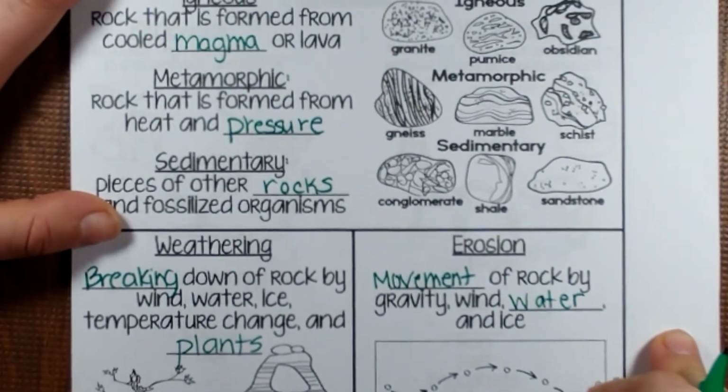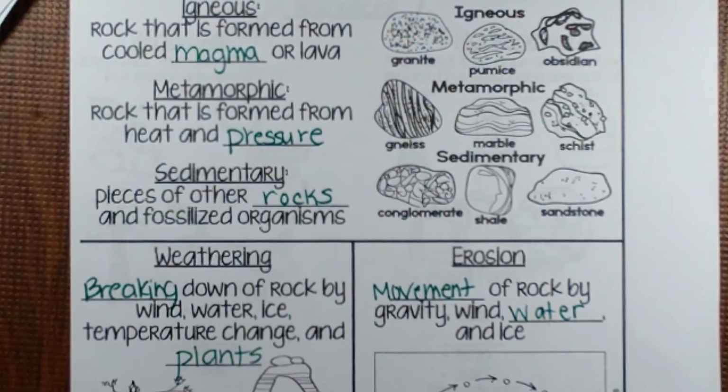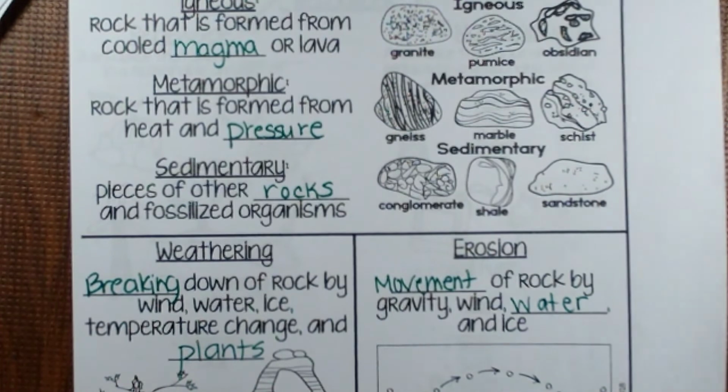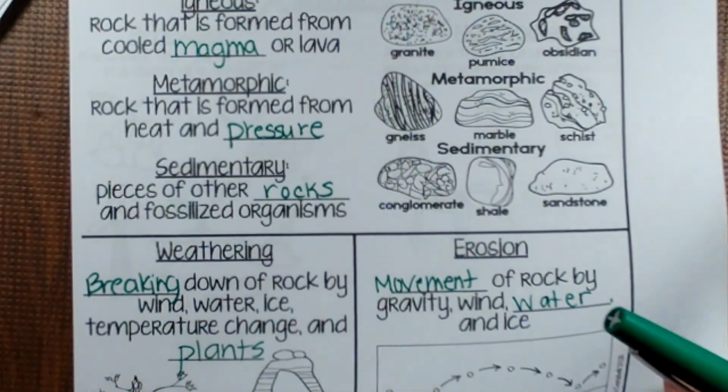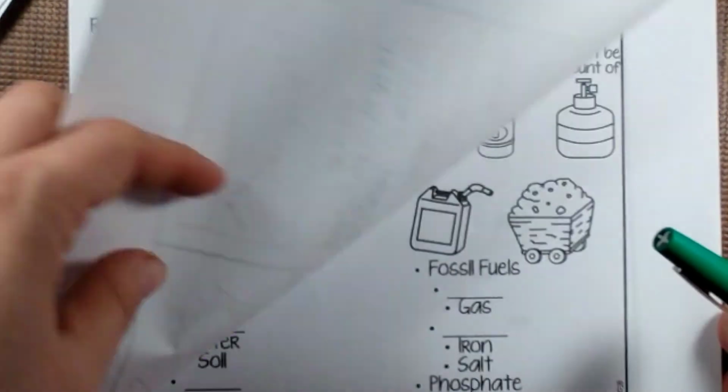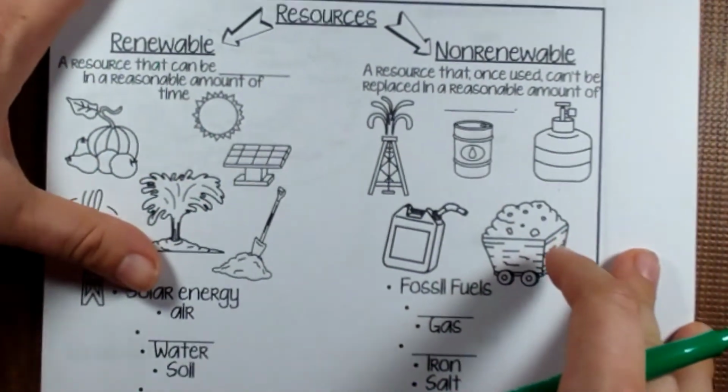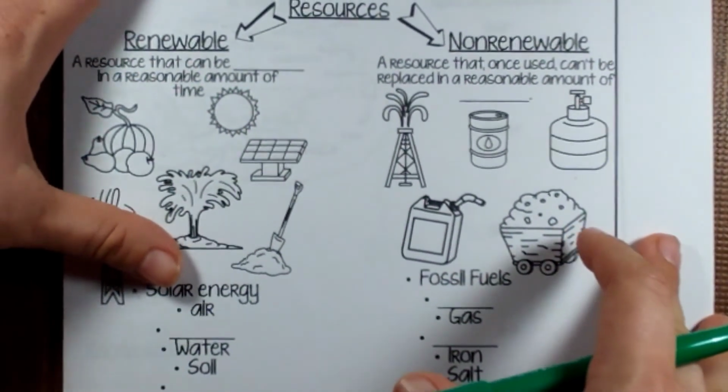Put that there. Those are all of the notes for rocks. That's what we need to know for rock cycle and weathering and erosion. Okay, our next page is 9, is going to be on resources.